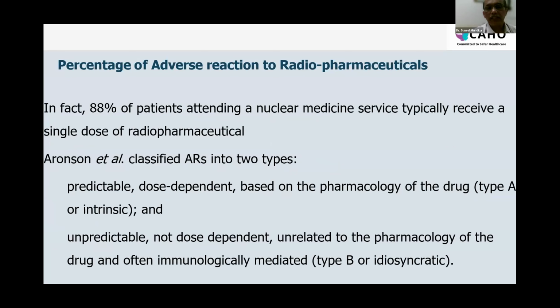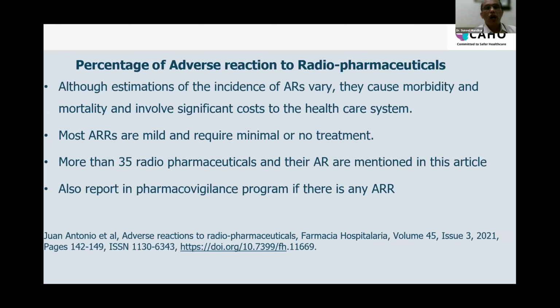Aronson et al. classified adverse reactions into 2 types: predictable, or dose-dependent, based on the pharmacology of the drug, and unpredictable, that is not dose-dependent, idiosyncratic, unrelated to the pharmacology of the drug and often immunologically mediated. Of course, both of them cannot be controlled or anticipated and prevented. Although estimations of the incidence of adverse reactions vary, they cause morbidity and mortality and involve significant cost to the healthcare system. Most adverse radiopharmaceutical reactions are mild and require minimal or no treatment.